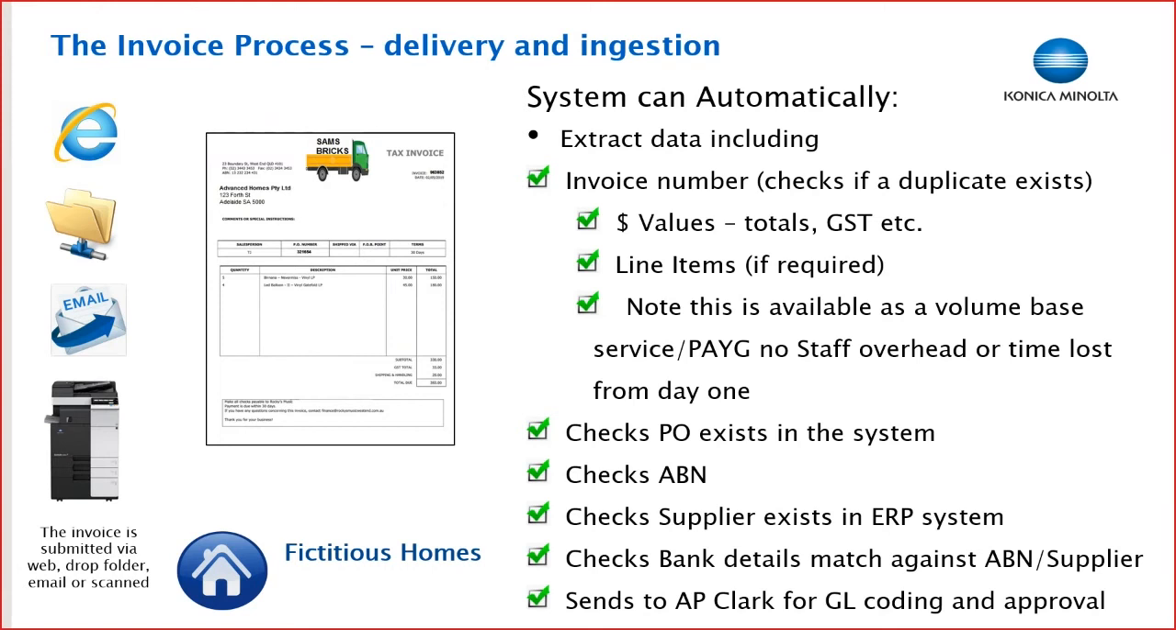So what actually happens is we provide this as a managed service, as Seth mentioned. We extract the data that you require: invoice number, dollar values, line items, etc. It checks to see if the purchase order exists already in the system. It checks the ABN. It checks the supplier exists in our ERP system, and bank details, etc., to try and reduce the potential for fraud in that space. But once it's done all that, it sends it to the accounts payable clerk, who'll then do some GL coding.